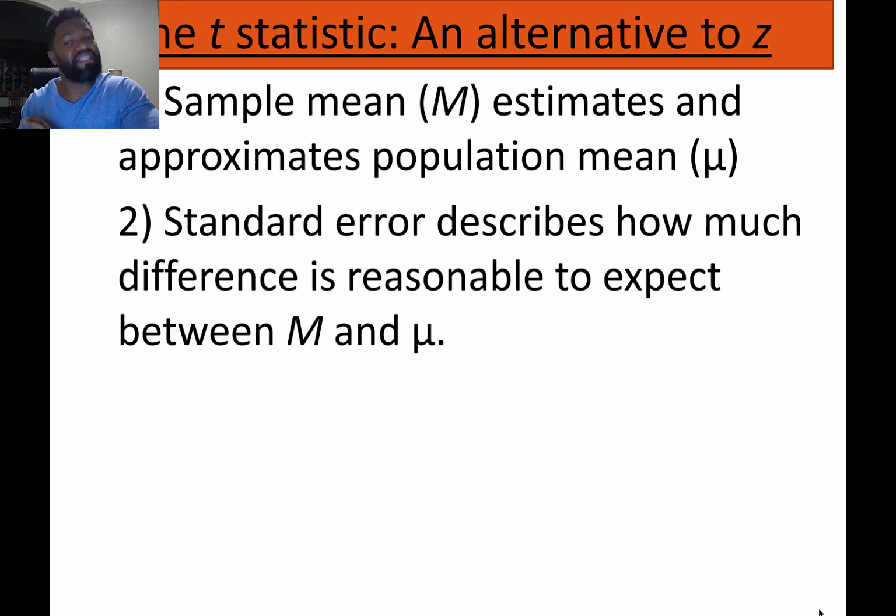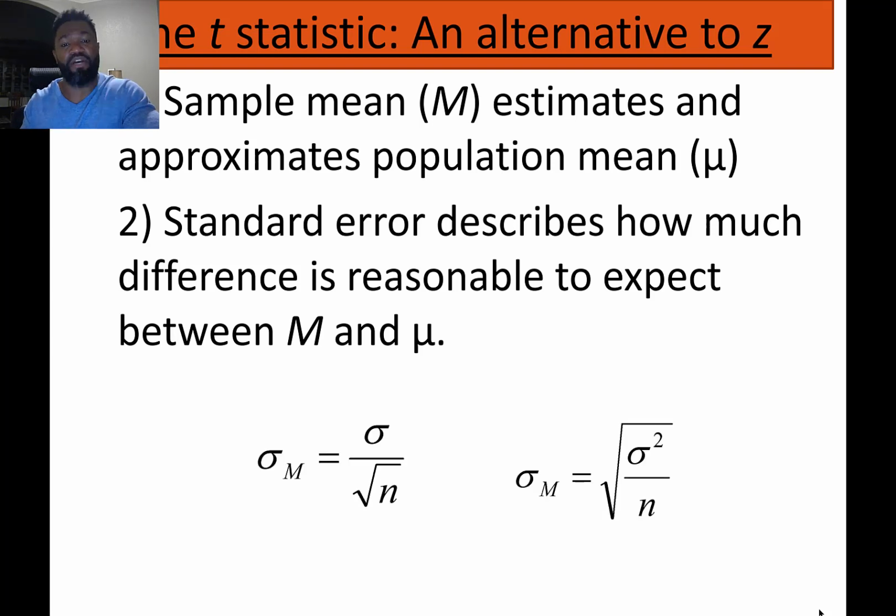Now, the standard error, if you remember literally what it means, describes how much difference is reasonable to expect between the population mean and the sample mean on average. And so we can basically go back and forth between these things. We know that the standard error of the mean is equal to the population standard deviation divided by the square root of n, or you could just take the square root of the variance, so that's sigma squared divided by n. The only difference between these two is that you already took the square root of that, so you still need to take the square root of the bottom part, n. And so these are basically the same formula.